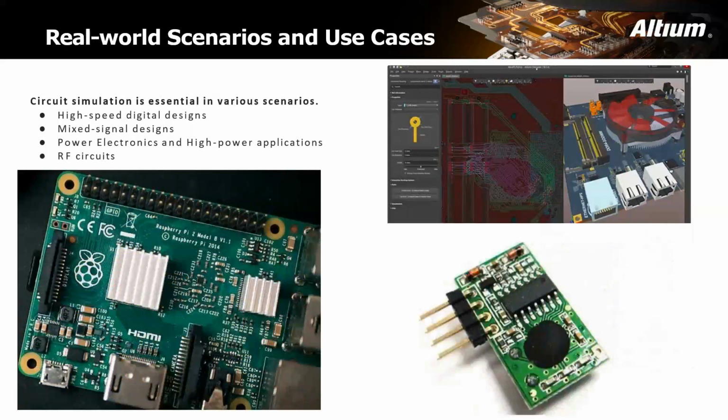Building on the importance of circuit simulation, let us discuss real-world scenarios and use cases. Simulation plays a crucial role in the success of the project. First, the high-speed digital designs. These designs often involve multiple high frequencies, which can lead to significant issues and crosstalk between traces. Circuit simulation allows designers to analyze and determine the need for termination resistors before moving to physical design. This helps you avoid costly redesigns and ensure optimal performance.